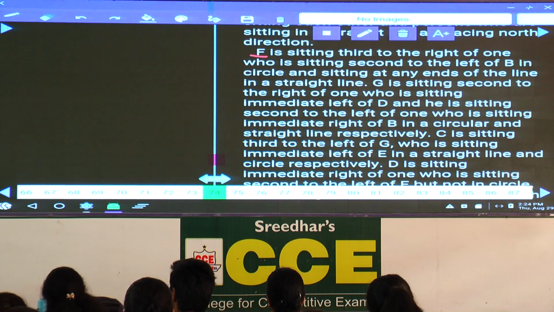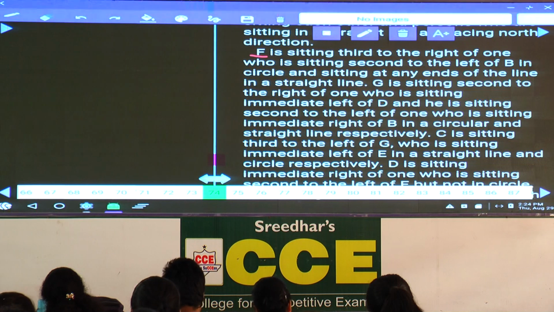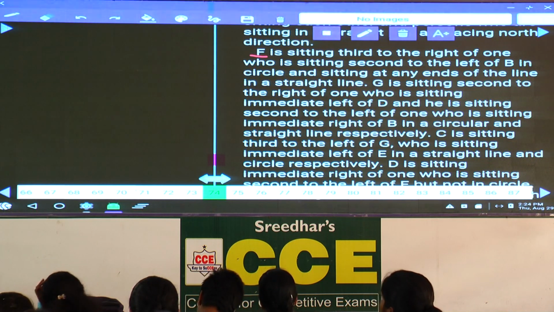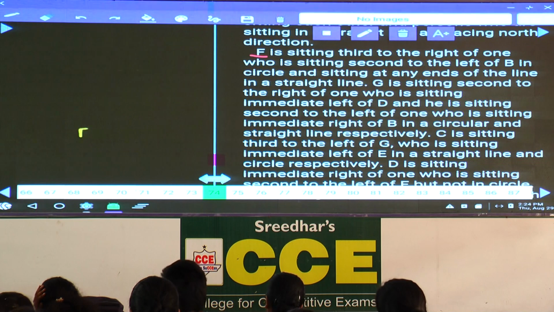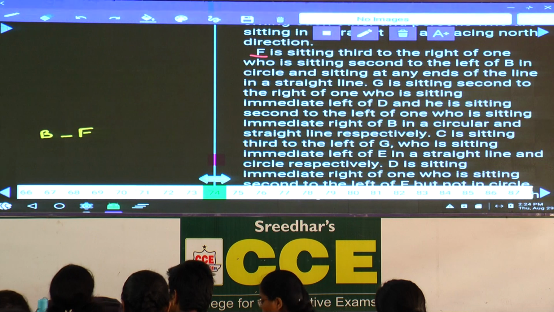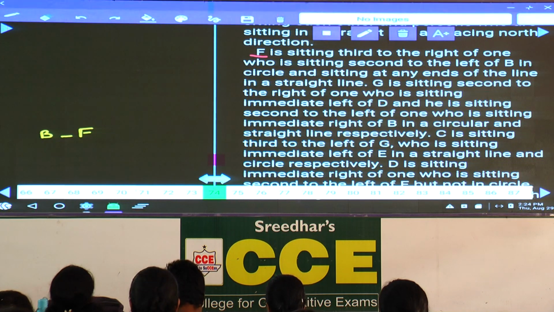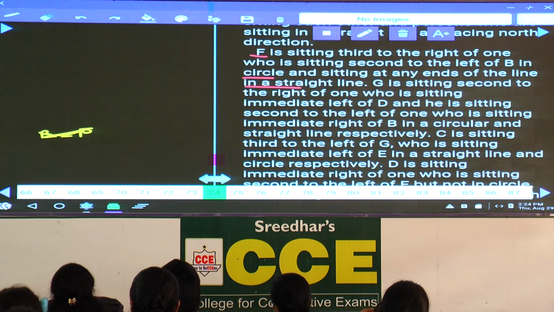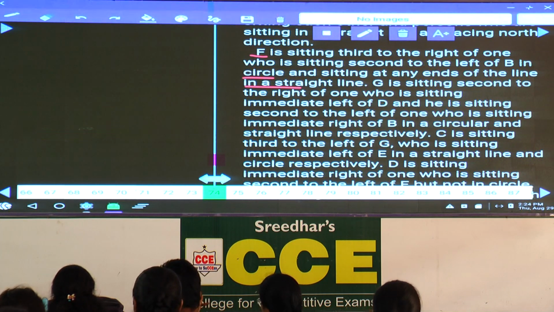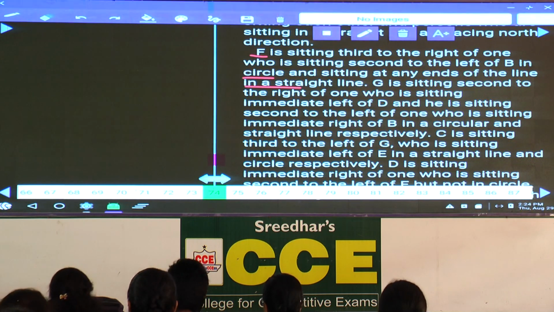Then F is seated third to the right of the one who is seated second to the left of B. Now these persons are facing towards north because they are sitting in a line. Here he is discussing about whom? F is seated third to the right of the one who is seated second to the left of B in a circle and sitting at one of the ends of the straight line. Now F is at one of the ends of the straight line. Tell me how many possibilities we have? Two possibilities. F can be either at the left end or at the right end, isn't it?